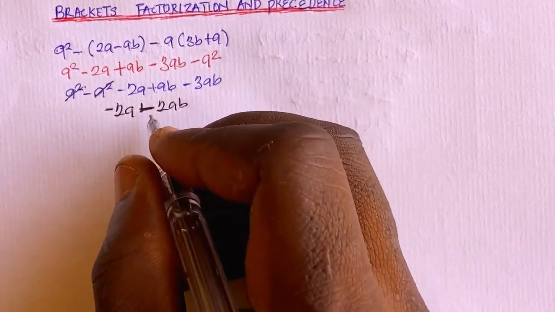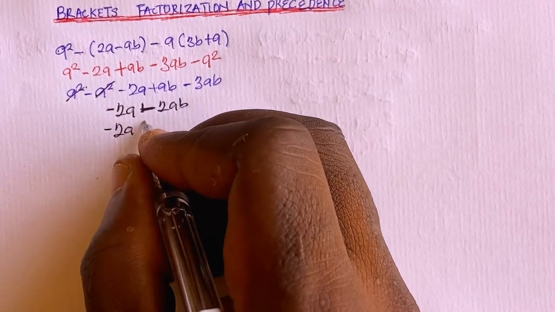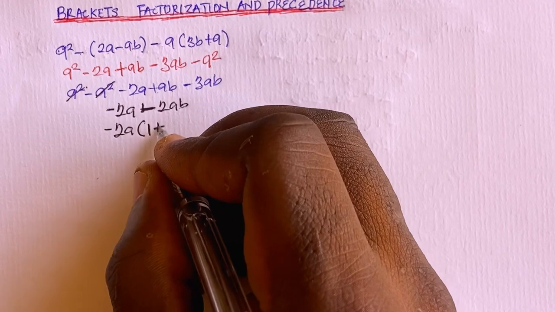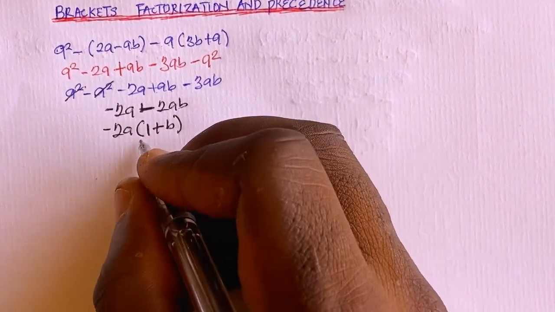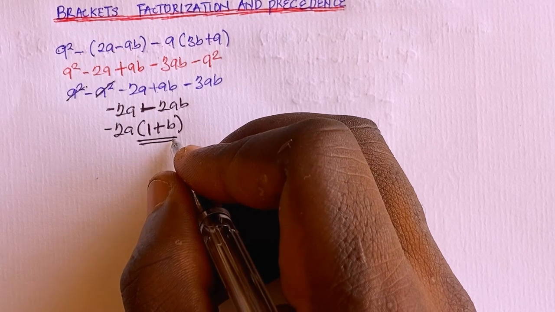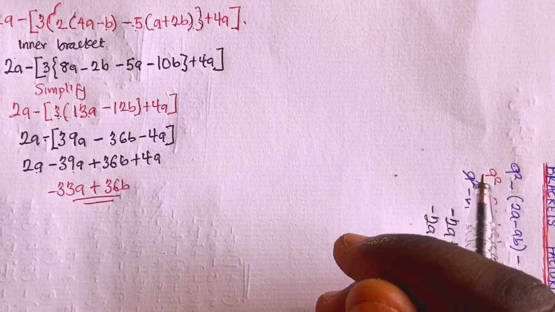Right? Simply I can factorize minus 2a. So factorizing minus 2a, I'm going to have minus 2a into bracket, what? That's going to give me 1 plus b. Exactly. So this is the simplified expression for this algebra expression. So let's check some questions under factorization.